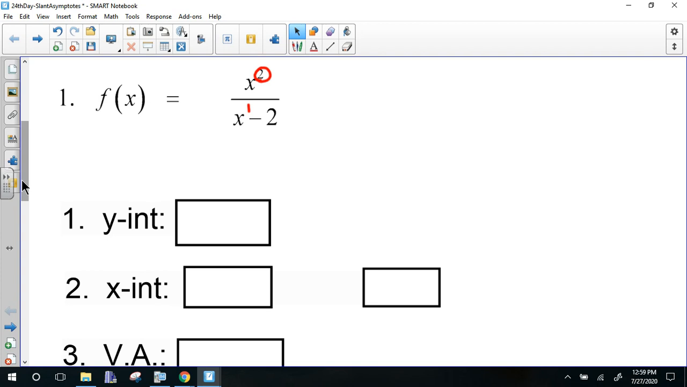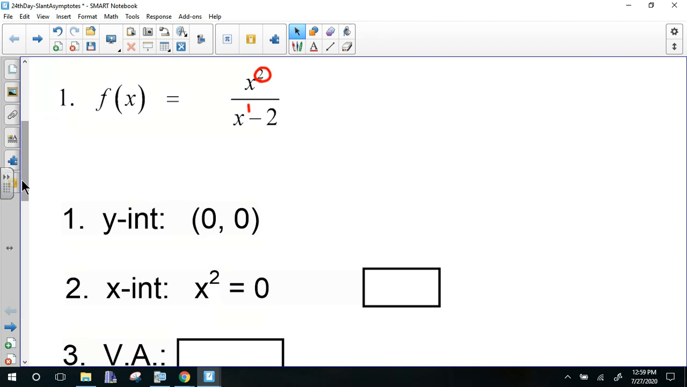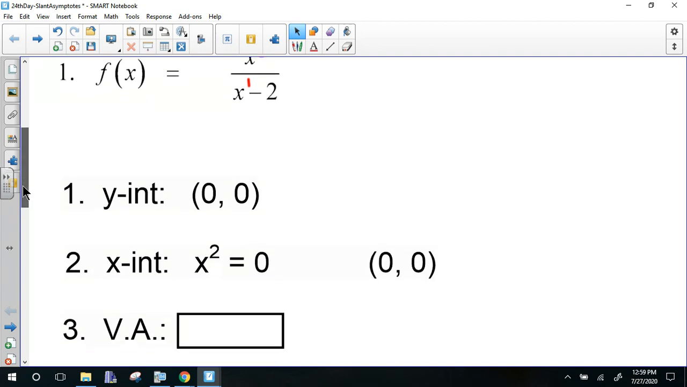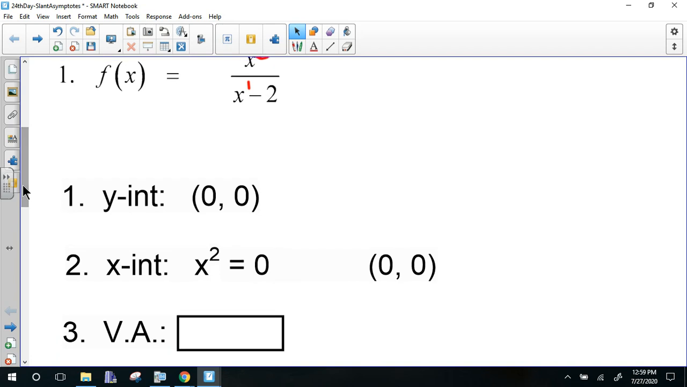What would the y-intercept be? Well, the y-intercept is where x equals 0. So if we put that in there, we're going to get 0, 0. X-intercept is where y equals 0. So if we plug that in, make this 0 and cross multiply, we'll get x squared equals 0. That's going to give us 0, 0. Vertical asymptote: set the denominator equal to 0 and solve.